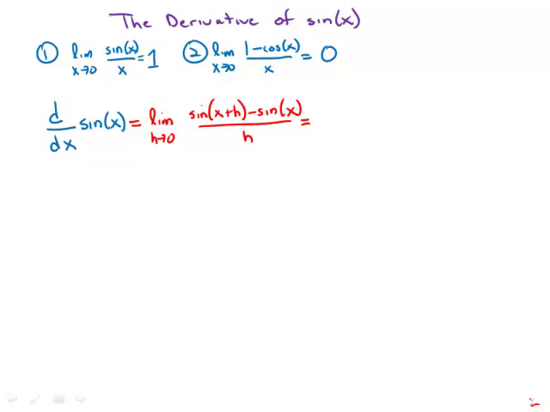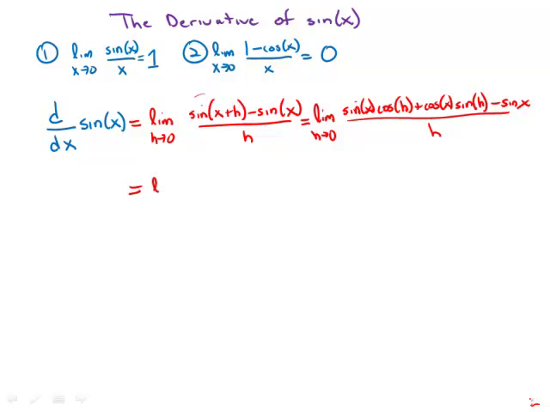And of course what we're going to do in order to expand this first term, of course, sine of x plus h does not equal sine of x plus sine of h. In fact, what we need to use is one of the angle addition formulas that you learned in pre-calculus. And the angle addition formula gives us sine of x plus h equals sine of x cosine of h plus cosine of x sine of h, minus sine x, all over h.